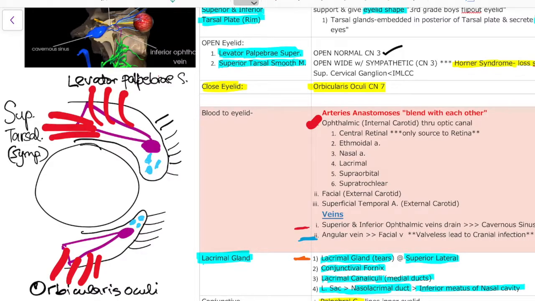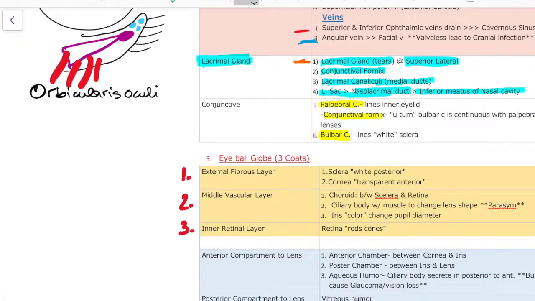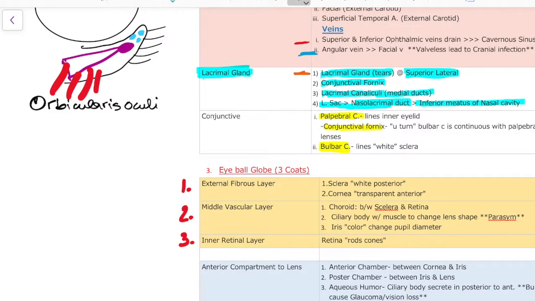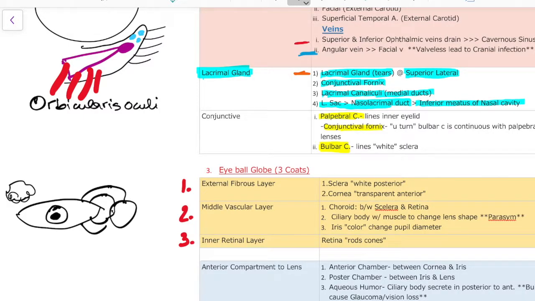So if we draw that, basically you can have an eye, you can have a gland up top, we'll go into a sac, go into a duct, into the nose. Oh my god, this is a horrible nose, but it'll work.